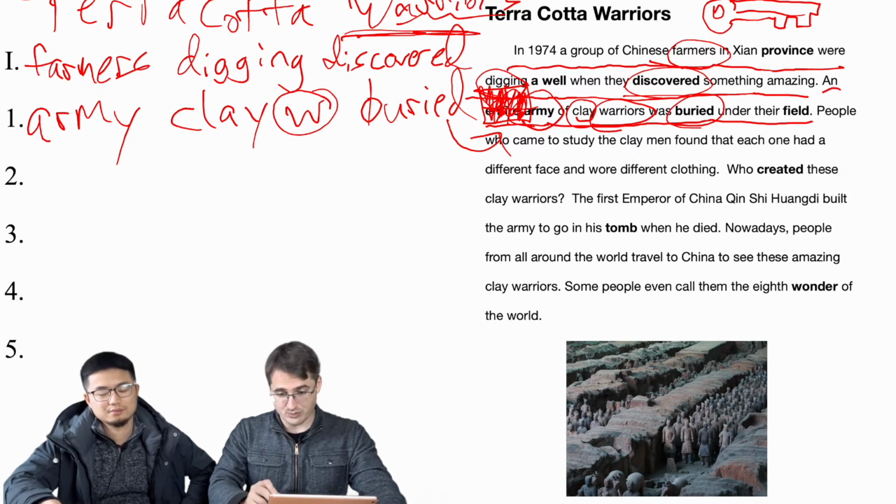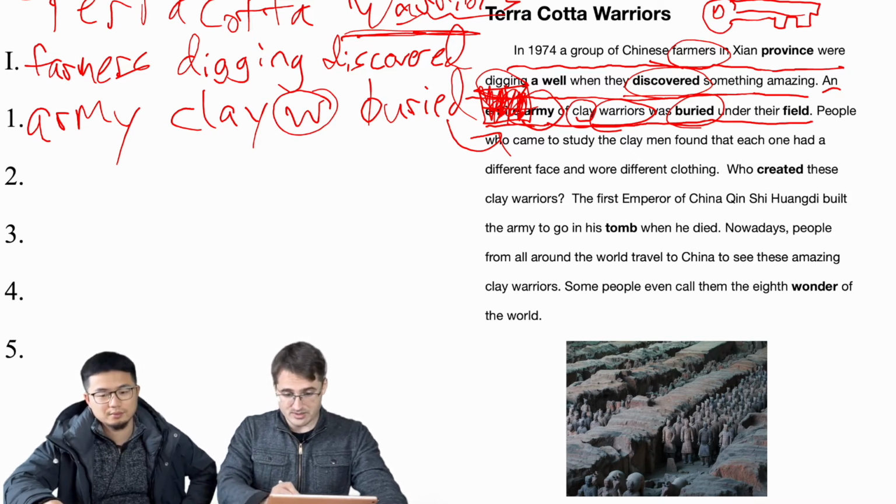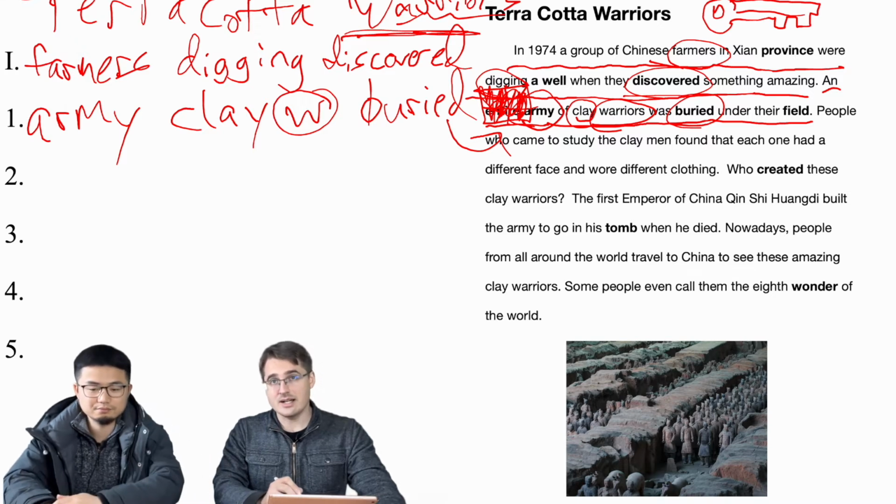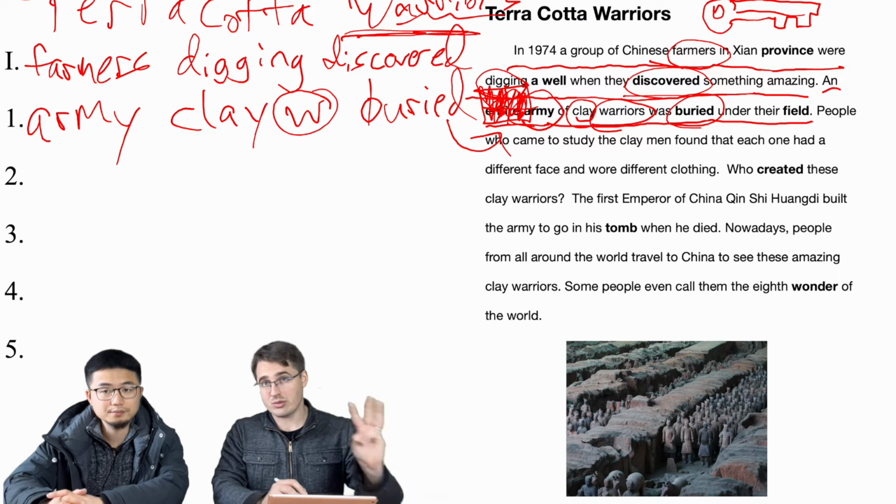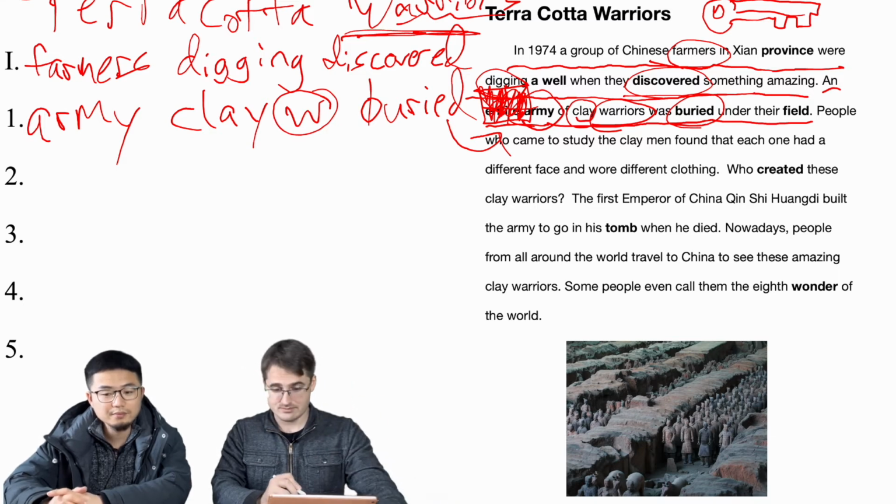Okay. Let's read it. People who came to study the clay men found that each one had a different face and wore different clothing. I need someone, give me 3 key words to write.